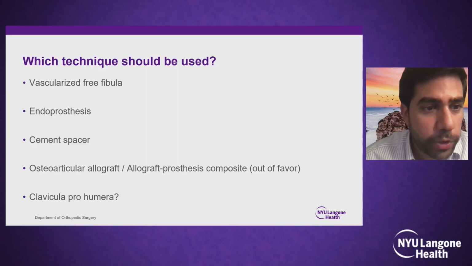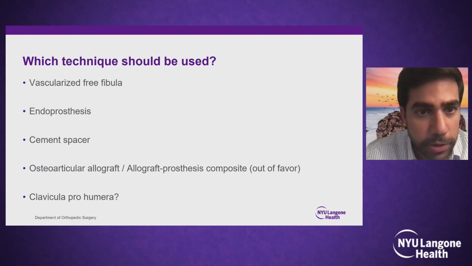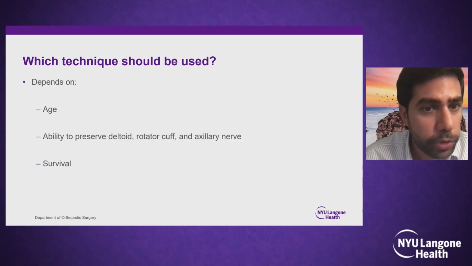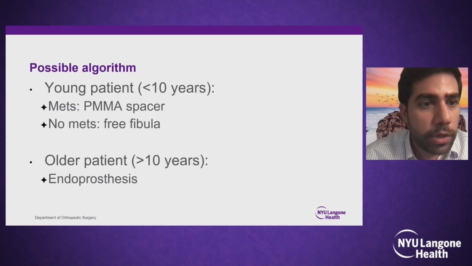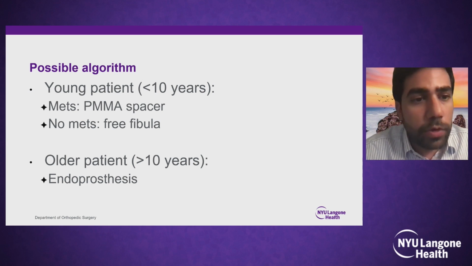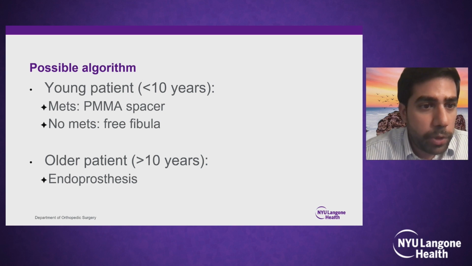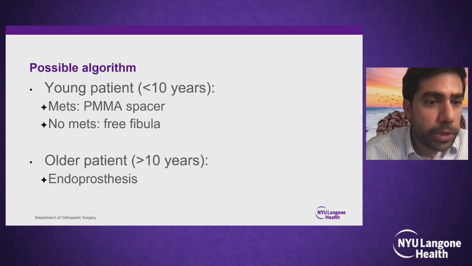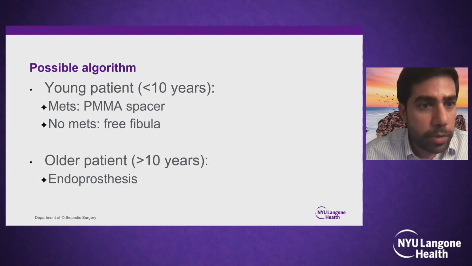So what should you do? You have all this armamentarium of different options, and it's kind of tricky to decide what to do for each of these patients. And generally, it depends on their age, ability to preserve the soft tissues and function with that, and then the patient's survival. So a possible algorithm that you could use is: younger patients with metastatic disease who have lower probability of survival, putting in a cement spacer. With no mets, you can use a free fibula because that'll grow, and that's important for them. And with older patients where the endoprosthesis can be fit into the stump, then that's probably a good option.